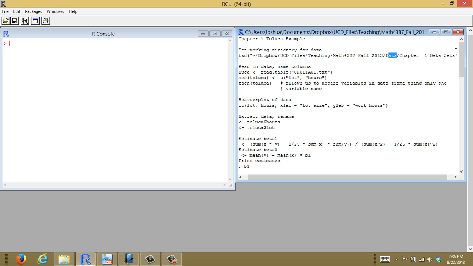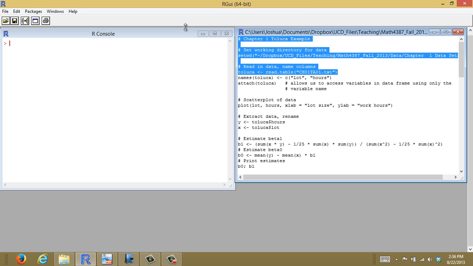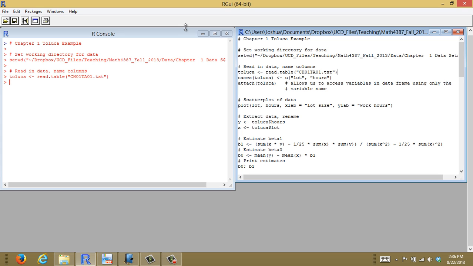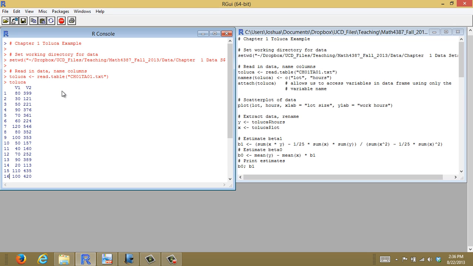So it's a pretty long file path. You can place yours on the desktop and shorten up the way that you're going to access your working directory. The big picture here is that I have to tell it what directory to look in, and then I tell it what file I want to read in. When I read it in, the file is going to have the two different variables. So actually, let's just read that in. I highlight that and I hit Control R on my Windows computer, and then I type Toluca in the terminal window here, and that shows me the data that was read in.